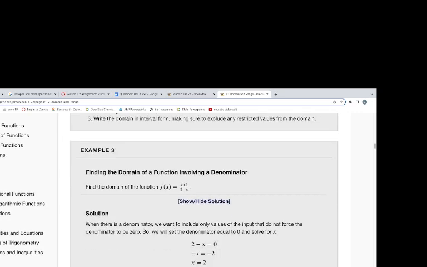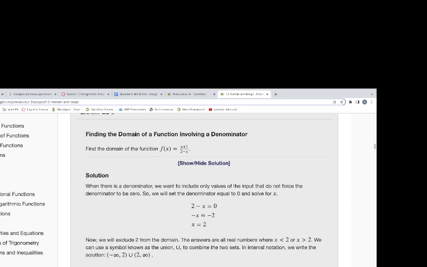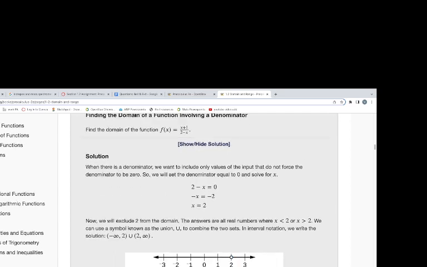When there's a denominator, we also want to include only values of the input that do not force the denominator to be 0. So we will set the denominator equal to 0 and solve for x. Therefore, we know that 2 cannot equal x because that will make the denominator equal to 0. So then we know that the domain has to be every number besides 2, all real numbers that are less than 2 or greater than 2.